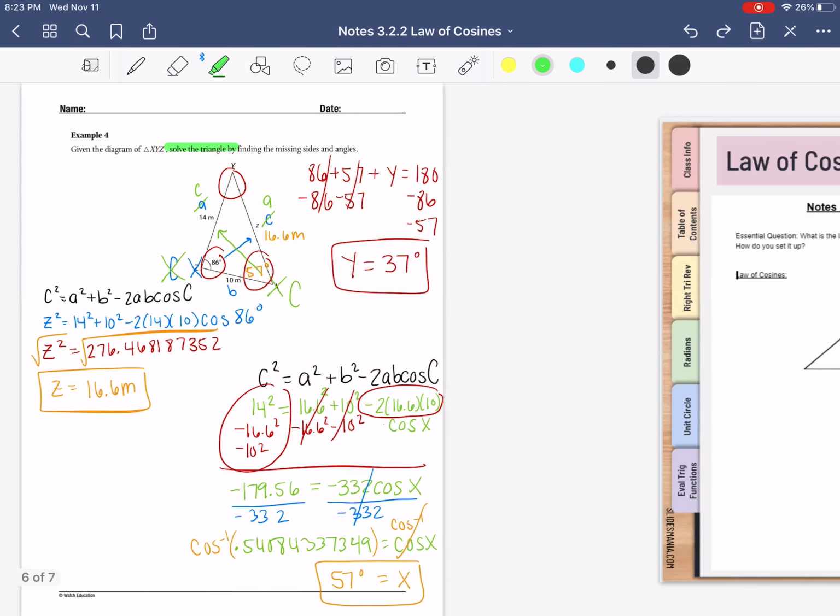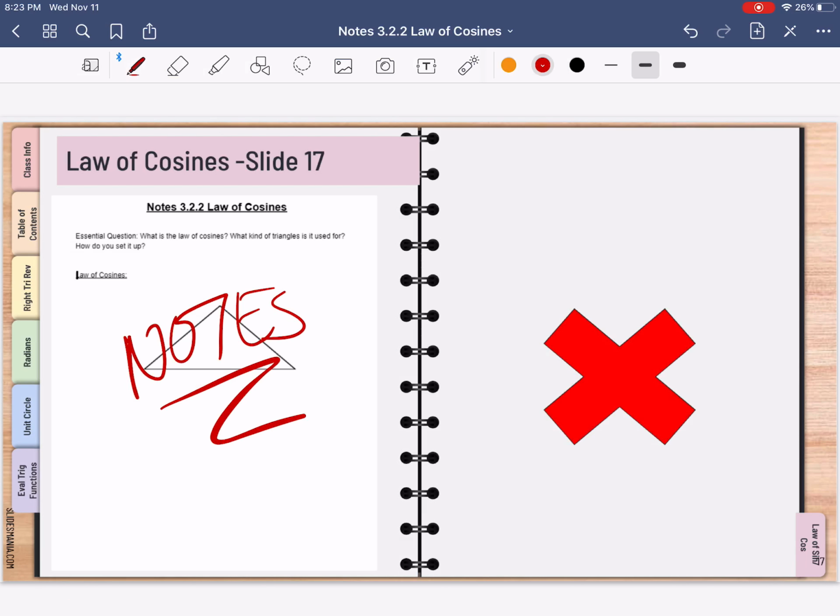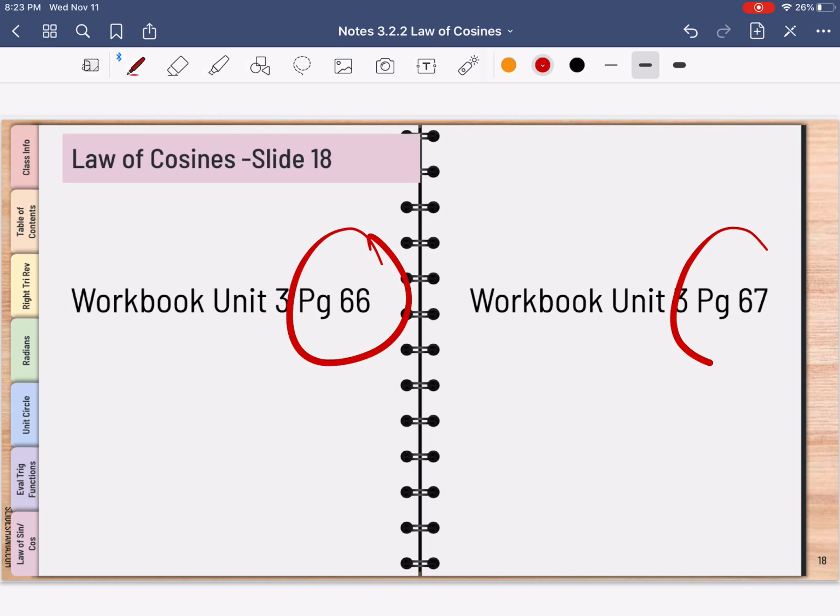So where this is going to go into your notebook, the notes part is going to go on slide 17. And then 66 and 67 are going to go on slide 18. Here's your table of contents as well if you didn't open it or you didn't write it down earlier.